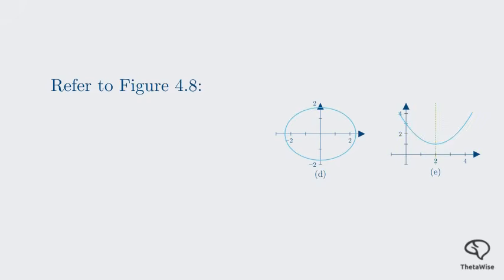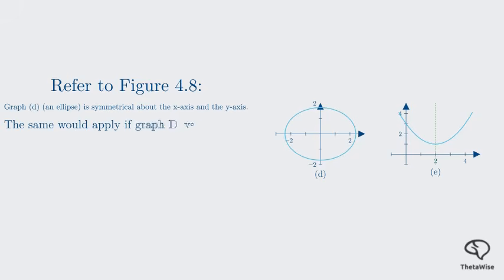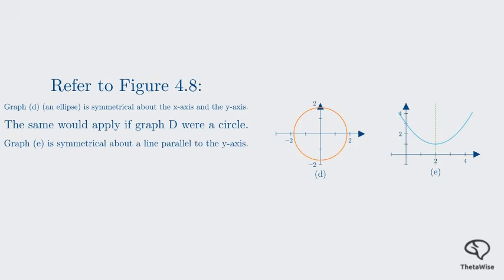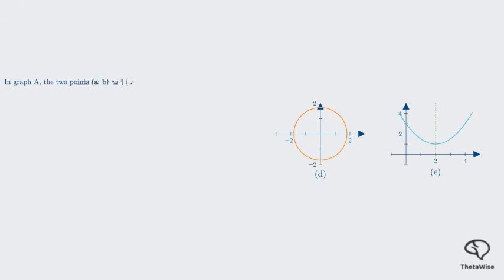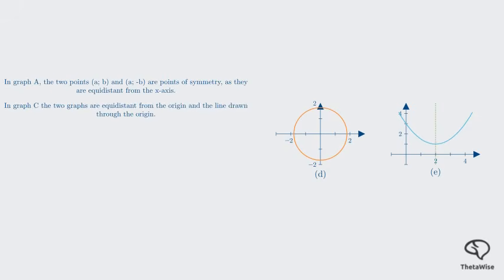Now let's refer to figure 4.8 to discuss different types of symmetry. Graph D is symmetrical about the x-axis and the y-axis. The same would apply if graph D were a circle. Graph E is symmetrical about a line parallel to the y-axis. In graph A, the 2 points, A, B and A, negative B, are points of symmetry, as they are equidistant from the x-axis. In graph C, the 2 graphs are equidistant from the origin and the line drawn through the origin.